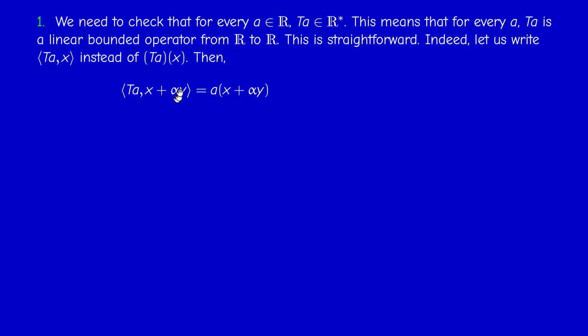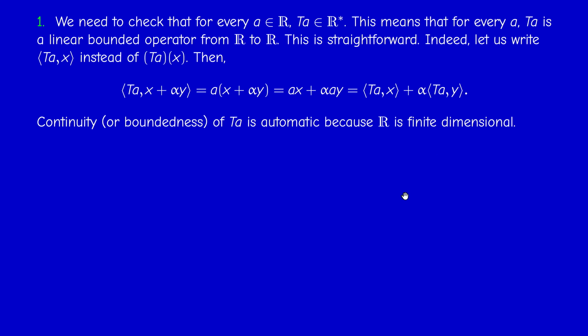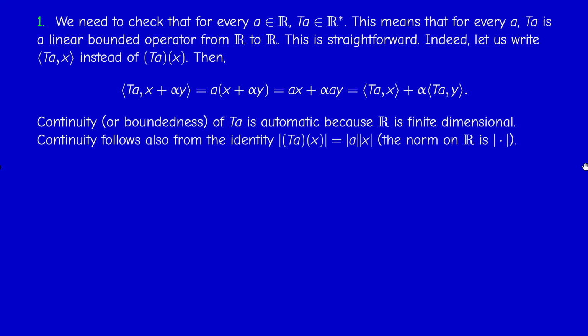So TA of x plus alpha y is by definition A times x plus alpha y, and this is alpha times Ax plus alpha Ay, which is just TA evaluated at x plus alpha TA evaluated at y. So this is the first point. TA is really a linear map between R and R, and of course it's continuous. Okay, and you can check continuity directly, but you don't need to because, as you said, R is finite dimensional. So, okay, second point.